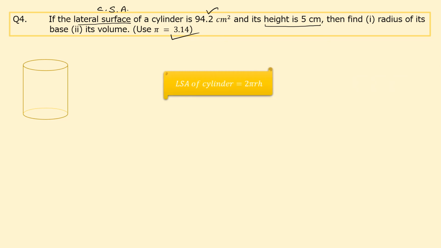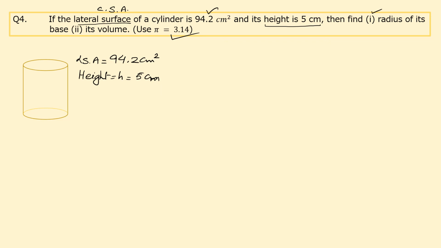Now remember, what is the formula for curved surface area of cylinder? See, it is 2 pi rh. Let's write lateral surface area या curved surface area, जो भी आप लिखना चाहो आप लिख सकते हो. It is 94.2 centimeter square and its height, इसको हम लोग ले लेते हैं h is equal to 5 centimeter. We will use the formula for lateral surface area to find the radius, first part, right? So lateral surface area is equal to 2 pi r h. This is 94.2. This is 2. The value of pi is 3.14.